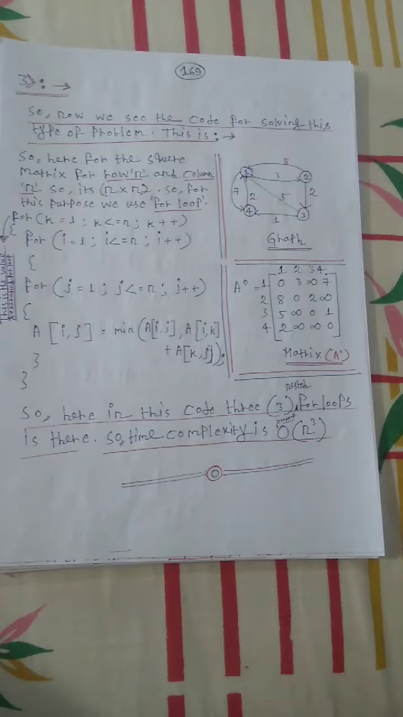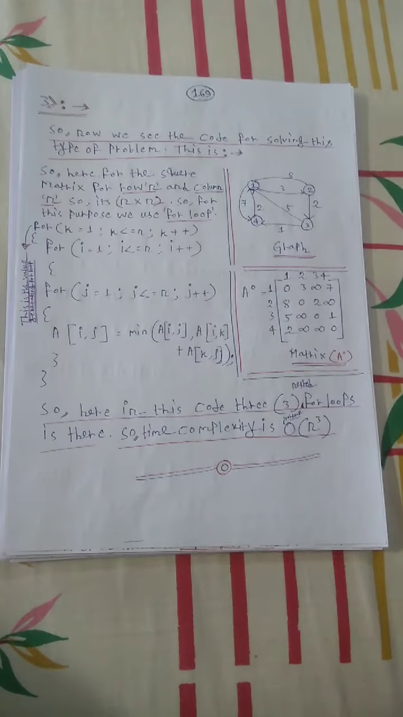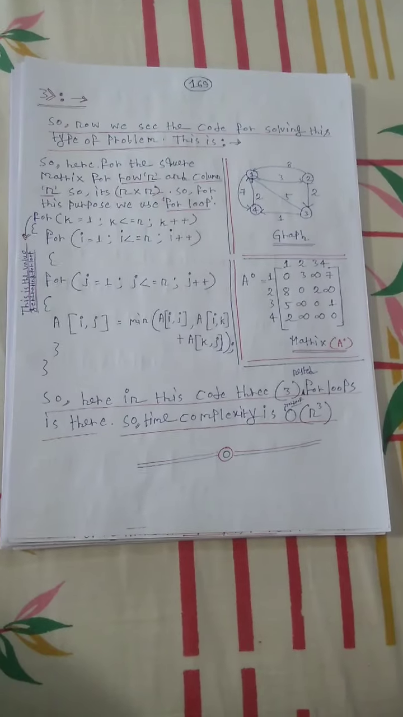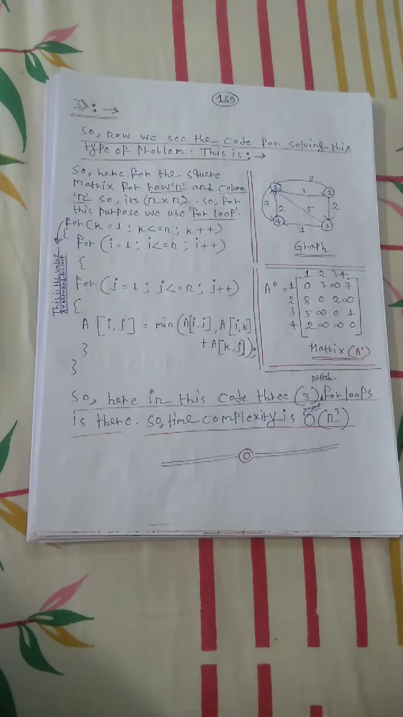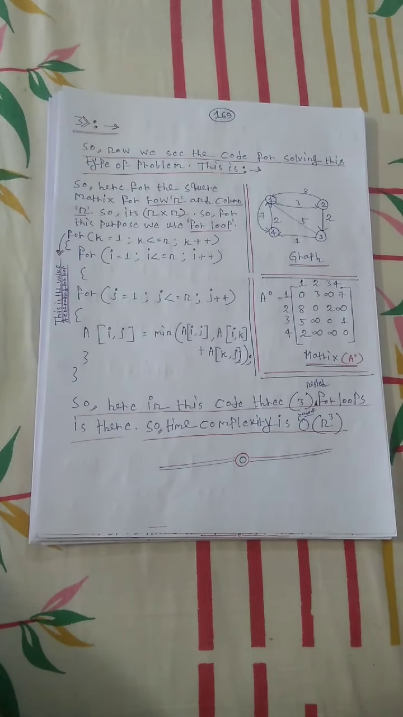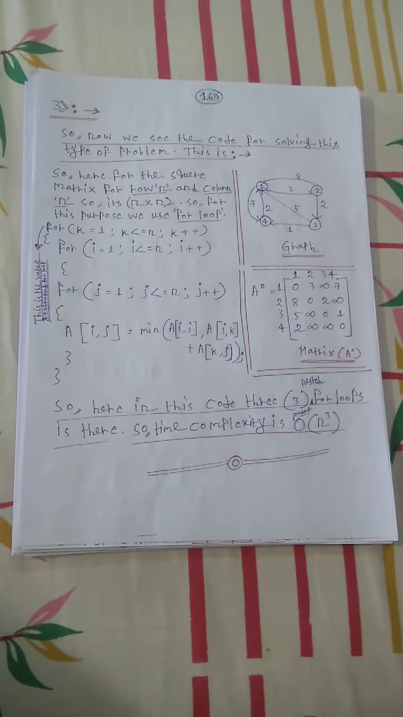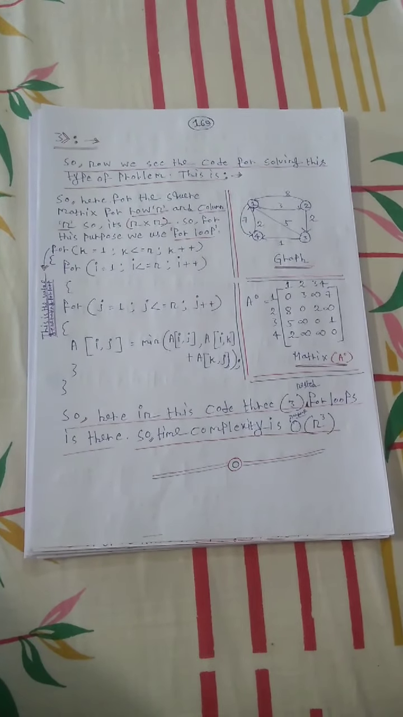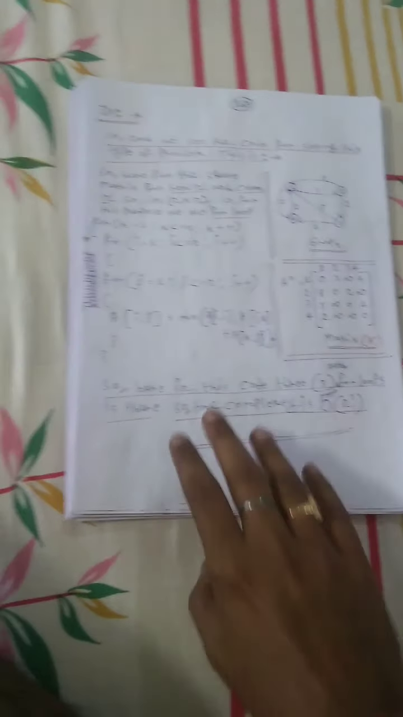Now we see the code for solving this type of problem. For the square matrix, the row count is n and the column count is also n, so it is n into n. For this purpose we use for loops. For k equal to 1, k less than or equal to n, k plus plus, and another for i, and for j also we generate a for loop. So k is mainly the value generating the loop. In this code there are 3 nested for loops, so the time complexity will be order of n cube.